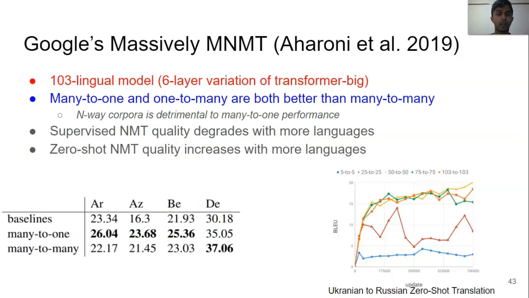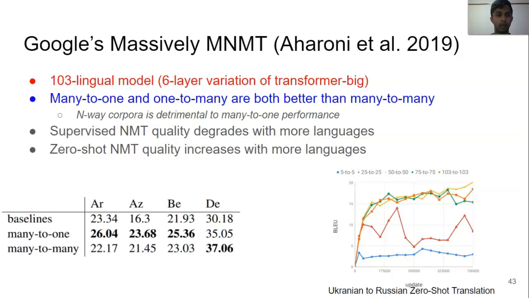And the other reason that they observed was that the 103-lingual model, which was trained on a large collection of parallel corpora, indirectly contained n-way corpora, which is detrimental to the many-to-one performance. They saw that supervised NMT quality degrades with more languages, and zero-shot NMT quality increases with more languages.